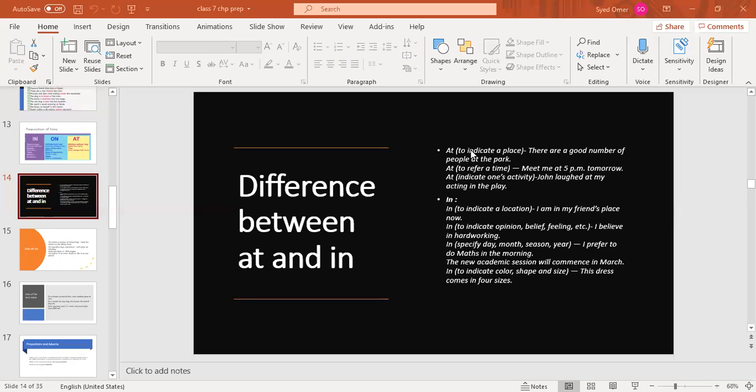When we are using it for time, then at comes with time: 4 o'clock, 3 o'clock. At comes with noon, at noon, at midnight. In comes with month, in March, in May. In comes with the part of day, in the morning, in the afternoon. When you are indicating place, then at comes with small stations, with small areas, like at the park. Okay. At the party. Then it also comes with bus stations, railway stations. And in indicates big places, big areas.